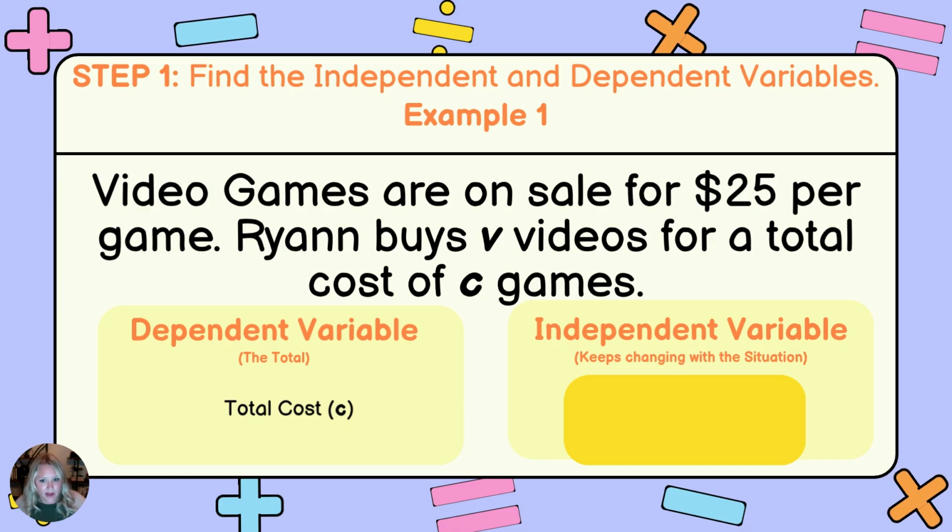And then the independent variable, the other letter here that stands for an unknown number, is the number of video games that Ryan buys. We can see that represented by V. That will keep changing with the situation. So she buys 2, she buys 3, she buys 4. That will change the total cost.